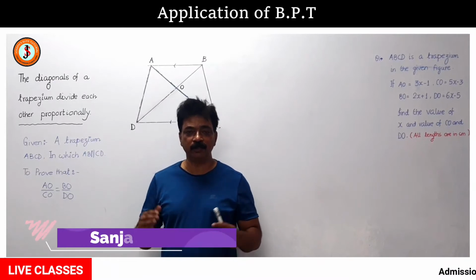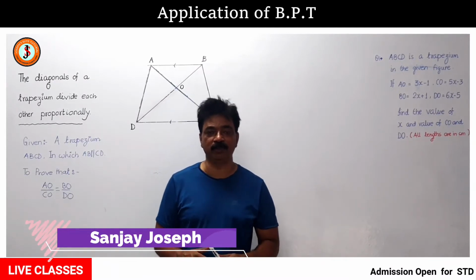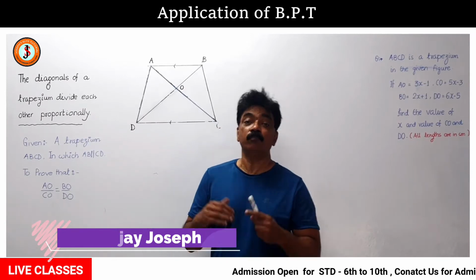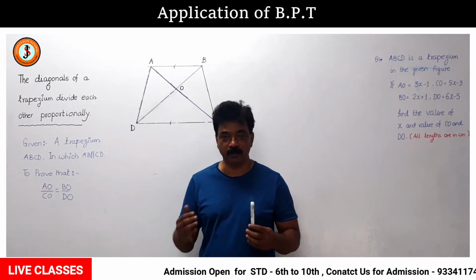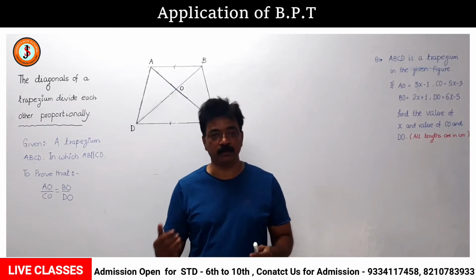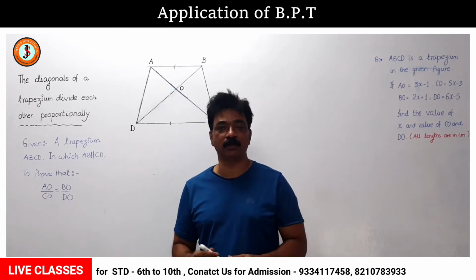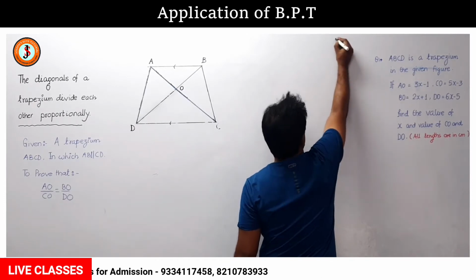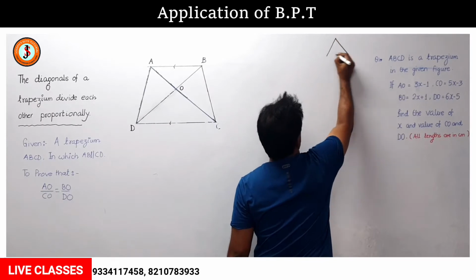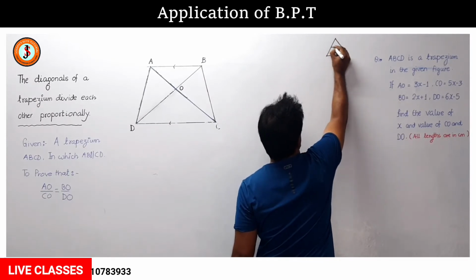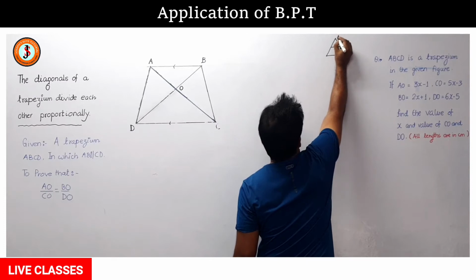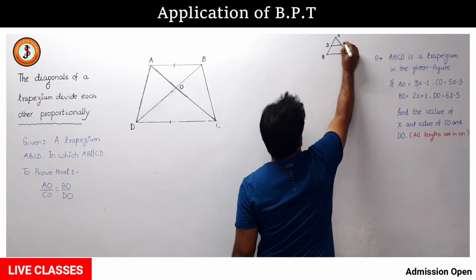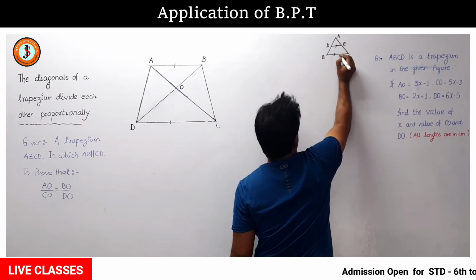Hello students, so here we are in video 3 of basic proportionality theorem. Actually we are learning the application of basic proportionality theorem. In basic proportionality theorem, in short we call it B.P.T, it is told that if a line is drawn parallel to any one side of a triangle, then it divides the remaining two sides proportionally. This is our theorem, and we can now apply it everywhere.